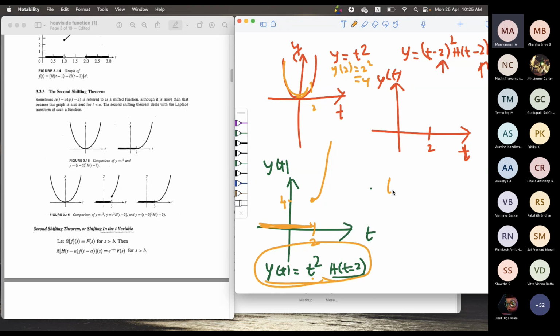But in the same case with t minus 2 whole square, the 2 is involved here also, so the function starts here and up to 2 it is 0. Then from the point 2 itself, the graph has the t square nature. Actually we are reducing the magnitude of this height. The jump discontinuity is reduced in this format, but here we have the discontinuity. Is it clear?